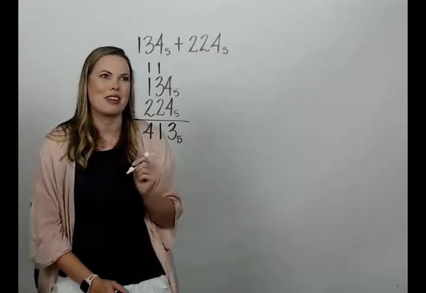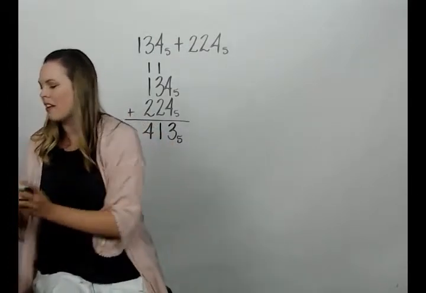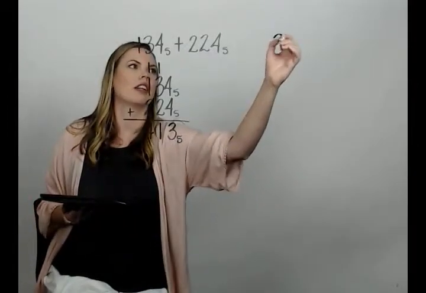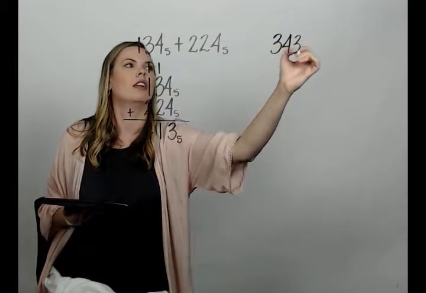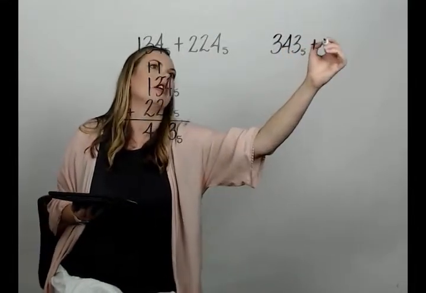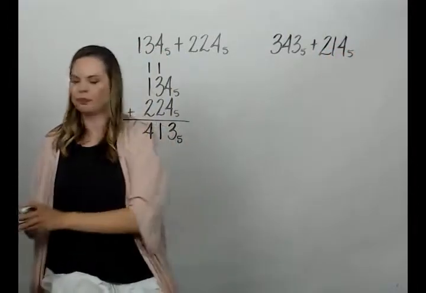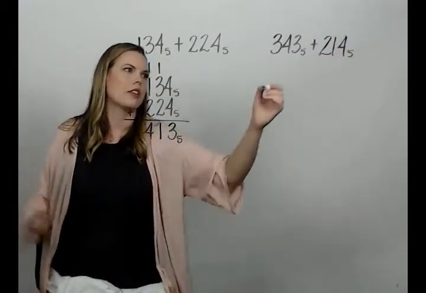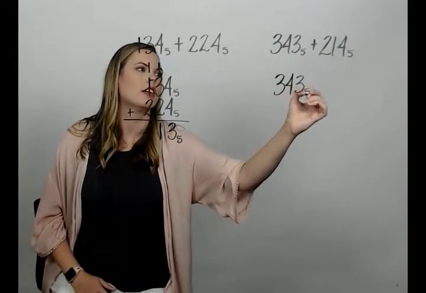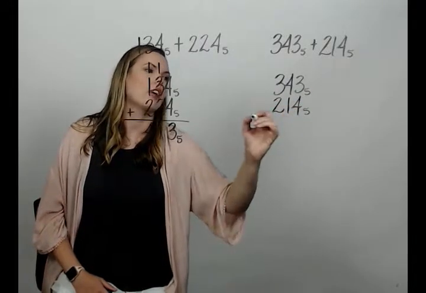And so here is one example. Let's do another one real quick in base 5. Let's do 3 4 3, base 5, plus 2 1 4. Okay. So we'll stack them vertically again. And regroup at 5.